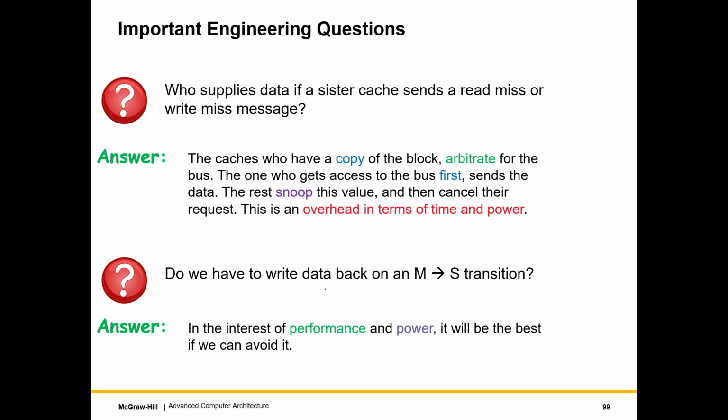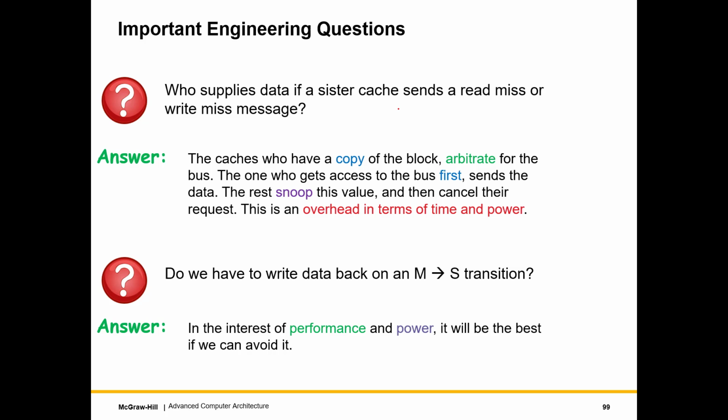So we are unfortunately not satisfied. We have gone far, but we still want to go even further. So in this case, we would like to ask a basic question: who supplies the data if a sister cache sends a read miss or write miss message? See, that's an important question.